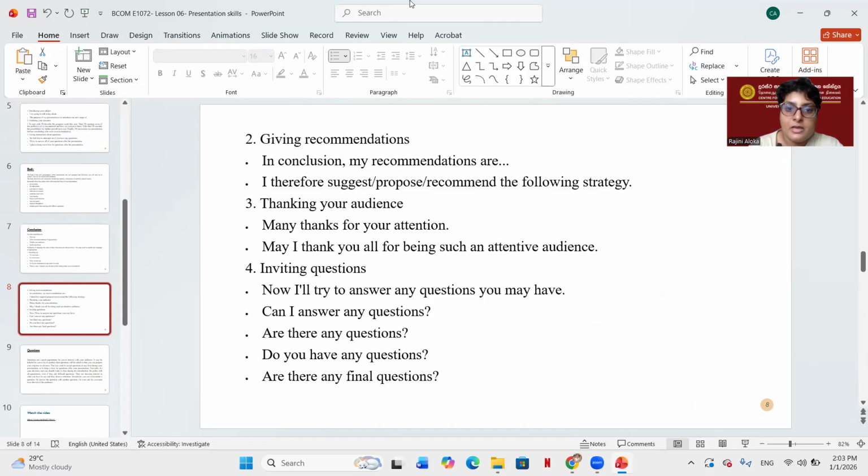And you can give recommendations if possible. In conclusion, my recommendations are this. I therefore suggest, propose or recommend the following strategy. Likewise, you can give recommendations if there are any.